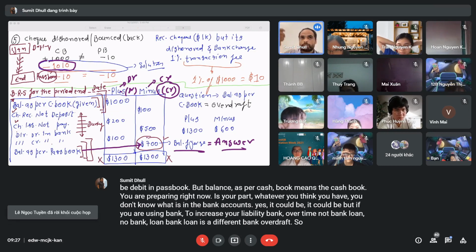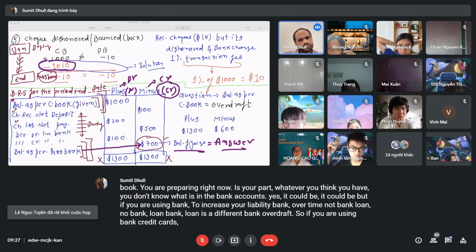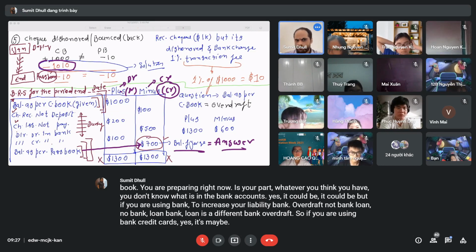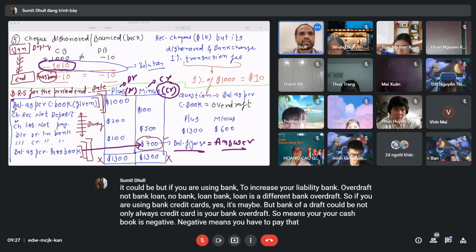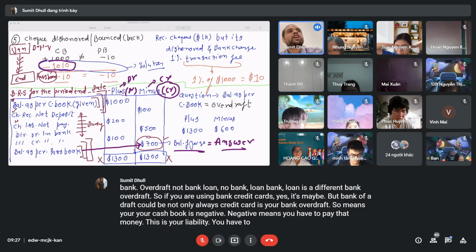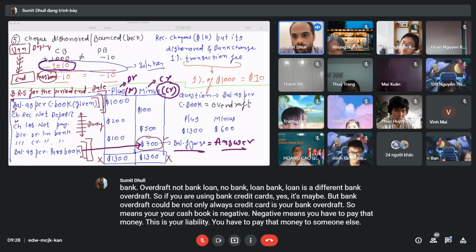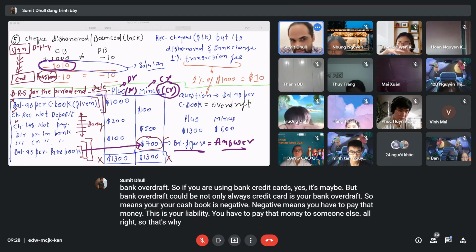So if you are using bank credit cards, yes, maybe, but a bank overdraft is not always a credit card. It means your cash book is negative. Negative means you have to pay that money. This is your liability. You have to pay that money to someone else. All right, so that's why it's like this.